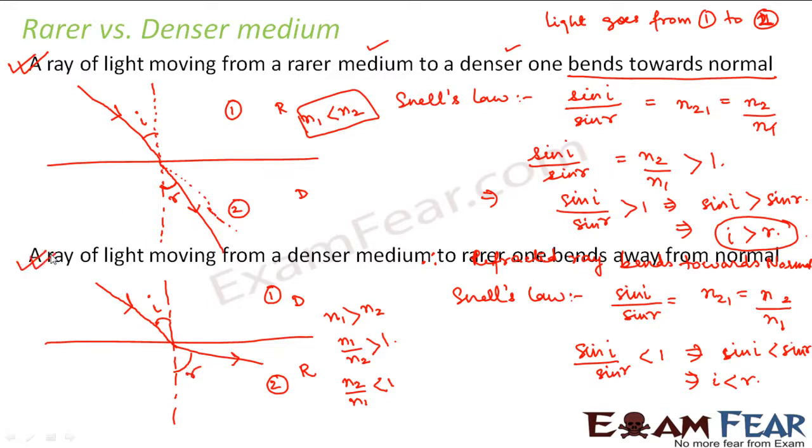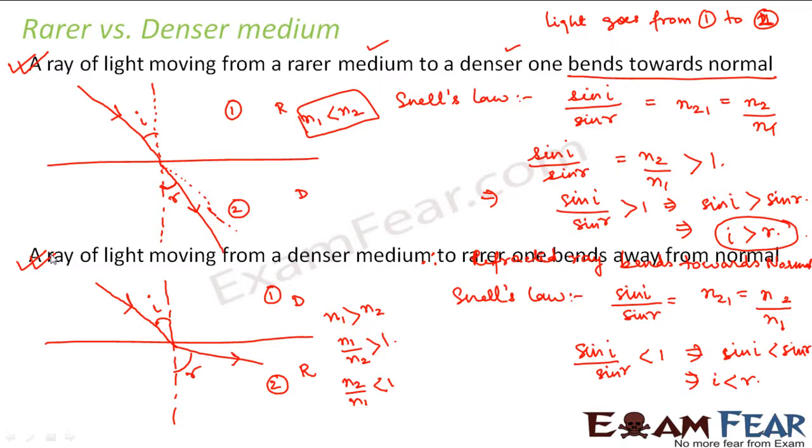So you understood the logic why, when a ray of light moves from a rarer medium to a denser medium, it always bends towards the normal, and when it moves from a denser medium to a rarer medium, it always bends away from the normal. Please understand the reasons behind why things happen this way, instead of just remembering that if a ray goes from rarer to denser medium it has to bend towards the normal and vice versa. Don't remember it like that. Please understand why it happens in this way.